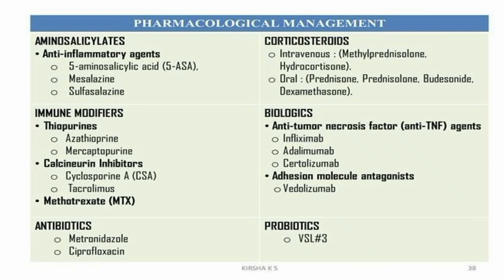Next is antibiotics. To treat the bacterial infections, we have to take metronidazole and ciprofloxacin. Next one is corticosteroids. Corticosteroids are mainly used to treat the inflammations, mainly intravenous. Intravenously, we are taking methylprednisolone and hydrocortisone. In oral, we are taking prednisone, prednisolone, and dexamethasone.